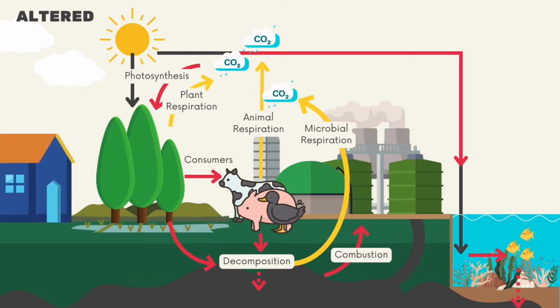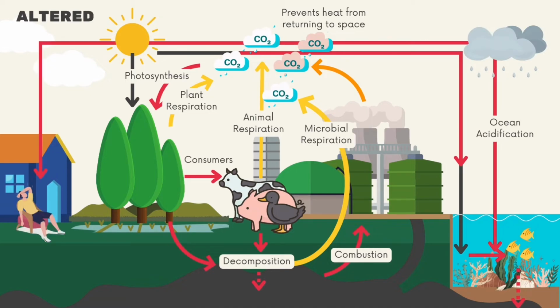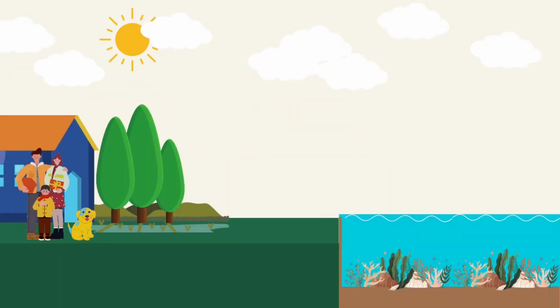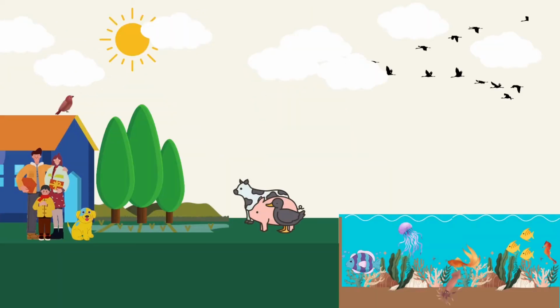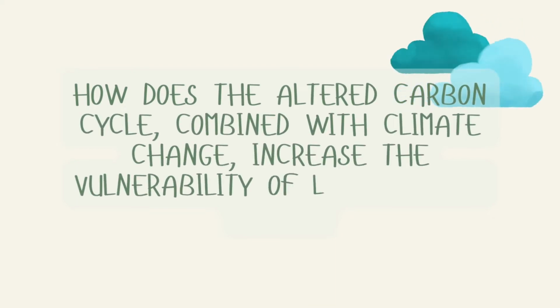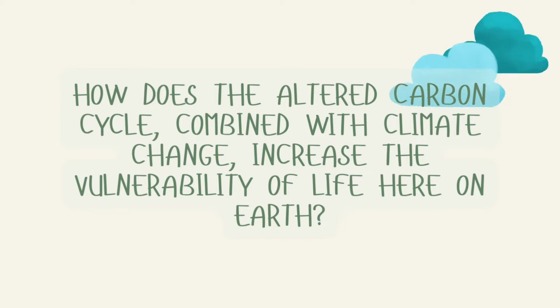But such human activities can significantly alter the carbon cycle, resulting in an abnormal rise in carbon dioxide that critically impacts all life on Earth. With unchecked carbon emissions released into the atmosphere, threats to the planet's biodiversity bring the need for immediate mitigation. So, how does the altered carbon cycle, combined with climate change, increase the vulnerability of life here on Earth?